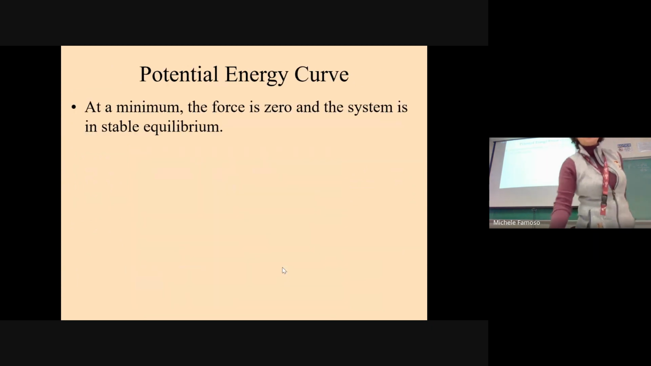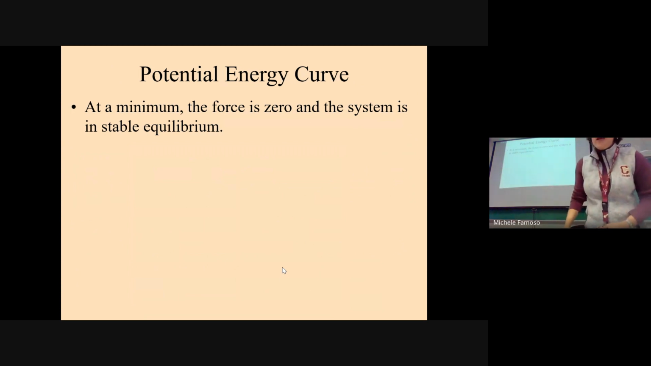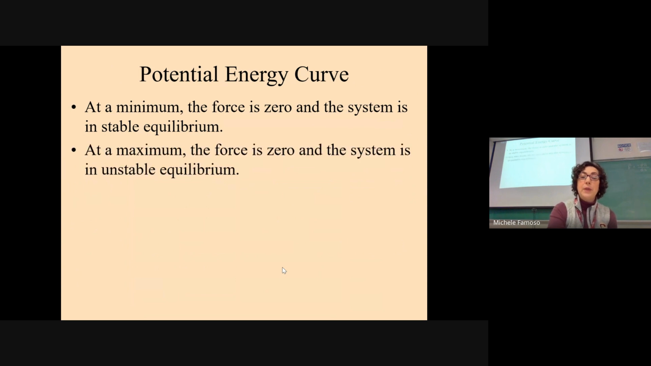So on a potential energy curve, if you're at a minimum, that would mean the force acting there is 0 and the system is in a stable type of equilibrium. That's when the graph ends up being concave up. Think about it: when you're at the minimum, that's when the graph is concave up. So you're in stable equilibrium there.